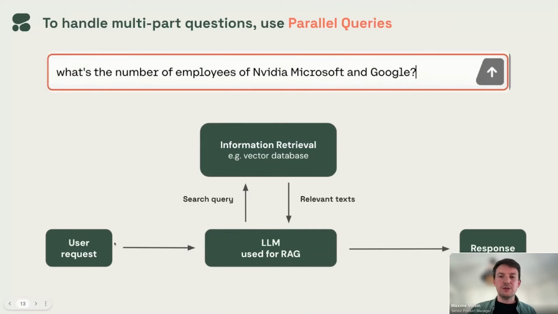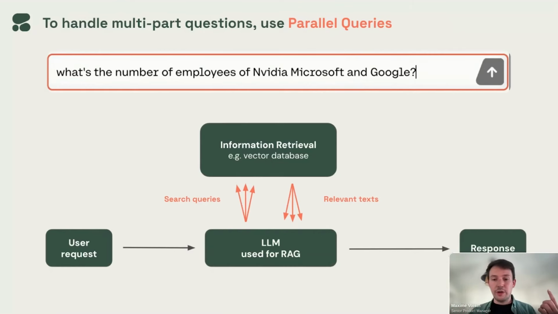Your RAG system is going to struggle because if it transforms this user question into a single search query, it's going to retrieve chunks that mention NVIDIA and Microsoft and Google, and these chunks don't really exist. So a very simple extension you can make to your RAG system is called parallel queries, allowing your LLM to produce not just one search query, but as many search queries as it wants, and therefore retrieve as many chunks as it wants in parallel from your information retrieval system.